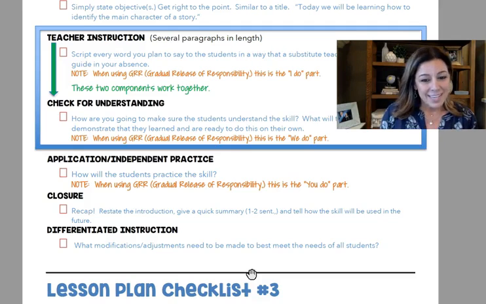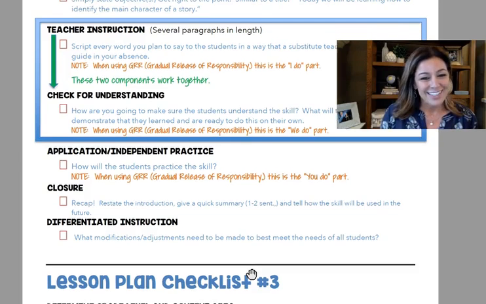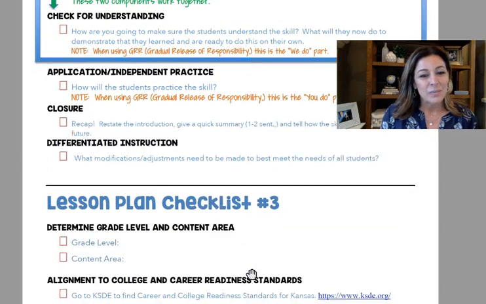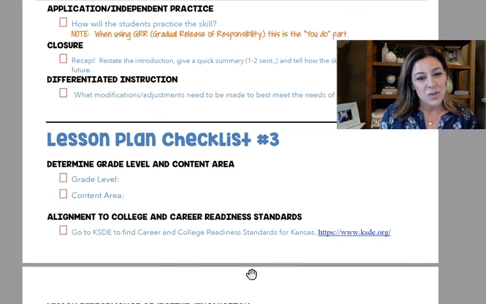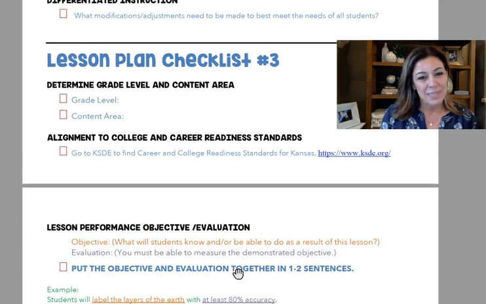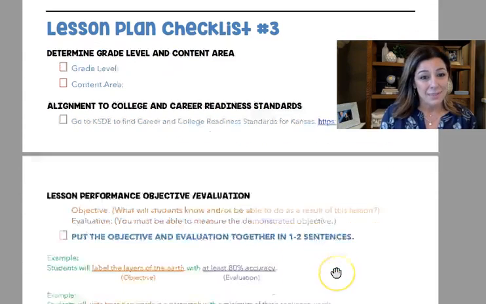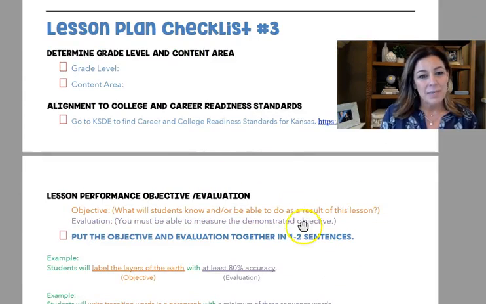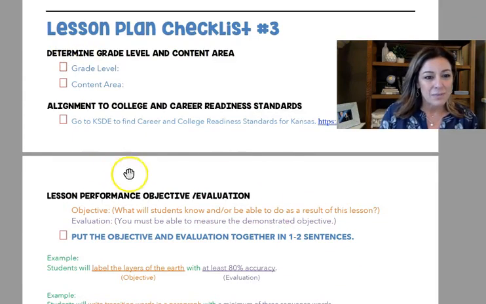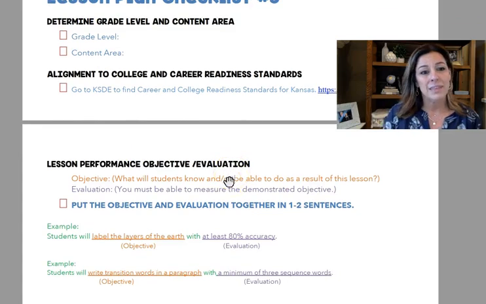Well, that was our second checklist, and this third checklist I think you'll really like as new teacher candidates because it really spells everything out for you. Of course, the top, there's not much more I can tell you than what we've already talked about, but let's get to the performance objective and evaluation.